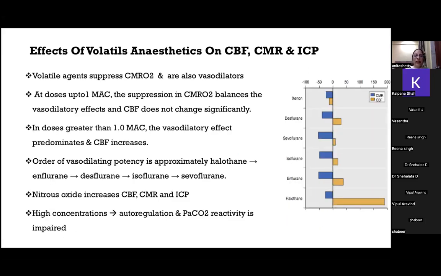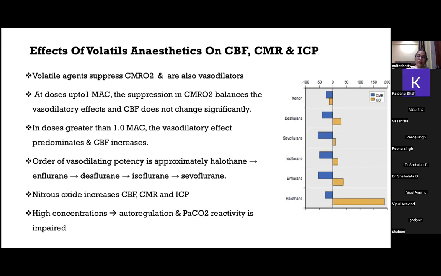Now, the volatile agents suppress the CMRO2 and are also vasodilators. But at doses up to 1 MAC, the suppression in CMRO2 balances the vasodilatory effects and cerebral blood flow will not change significantly. But when the doses are greater than 1 MAC, the vasodilatory effect predominates and the cerebral blood flow will increase. And amongst the inhalation anesthetics, halothane has the most vasodilating property, whereas sevoflurane has the least.